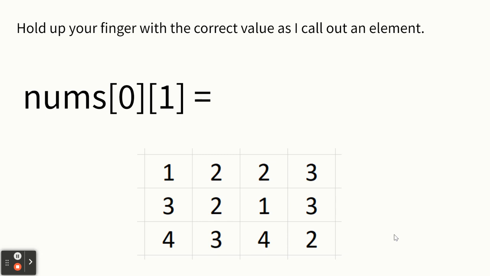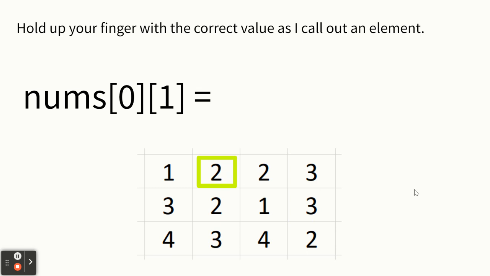So I'm going to ask you to hold up your finger and tell me what a value is at nums[0][1]. I see all the numbers. I see 3, 2, and 1. So you're not all right. Remember, the top corner is 0, 0. So this is row 0, column 1. So the people who had a 2 up were right.